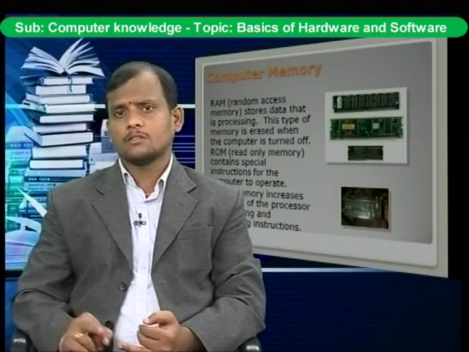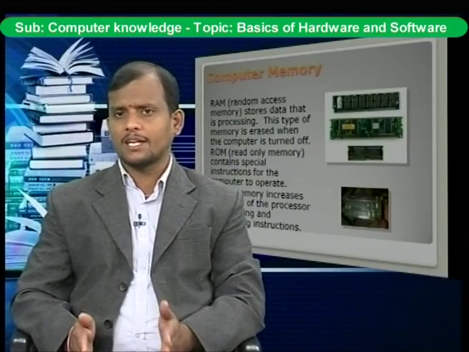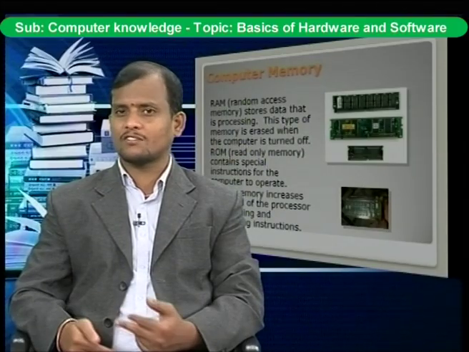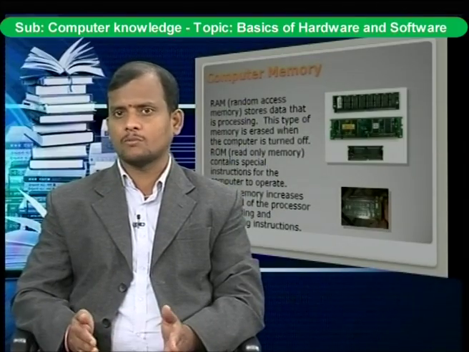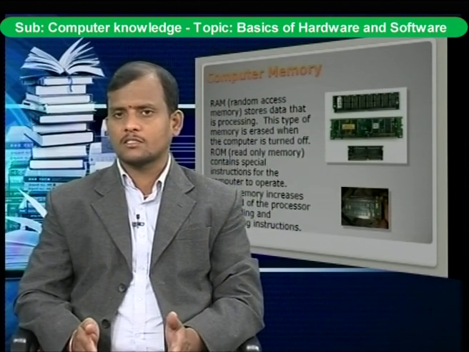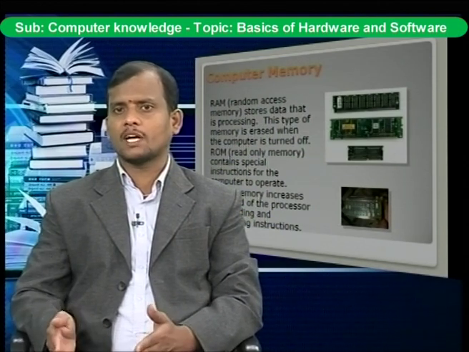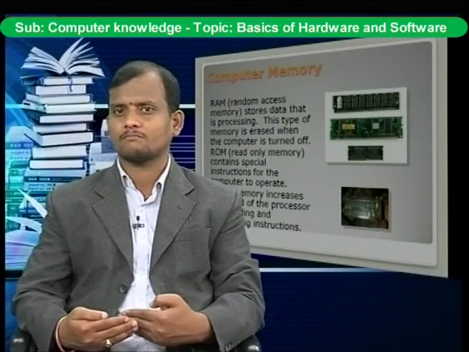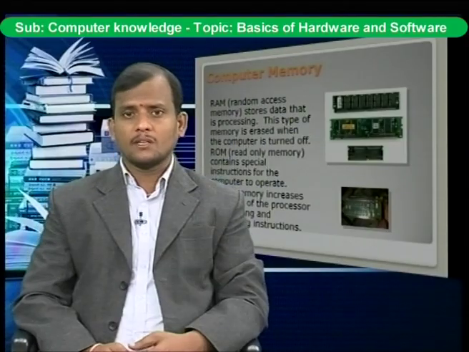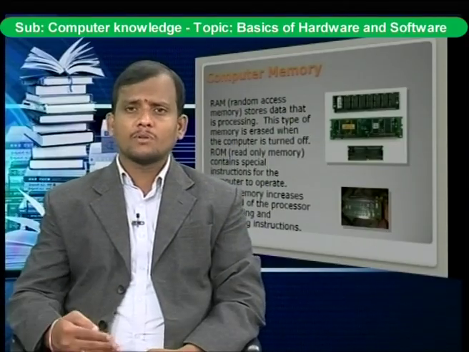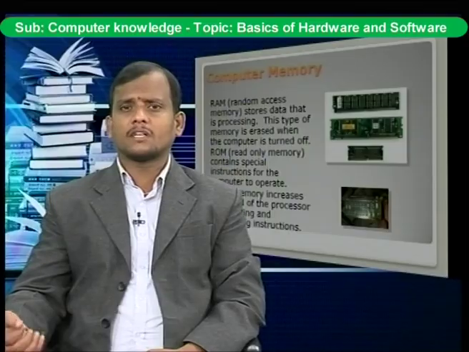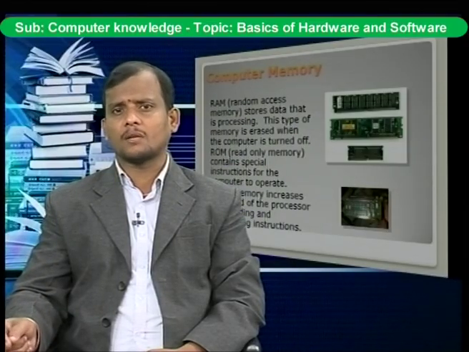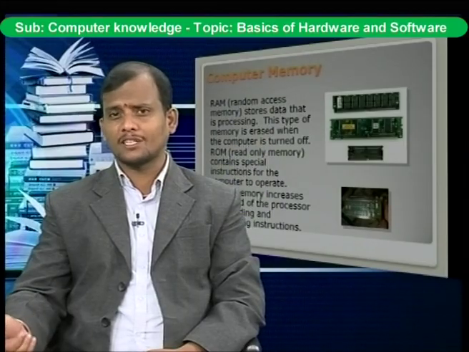RAM is used to store the instructions you give to the computer, and the microprocessor processes those instructions. So it stores the instructions in the RAM, and the microprocessor will pull those instructions from the RAM and do some processing. So RAM is the memory where each and every instruction, the data that is to be processed, is stored.